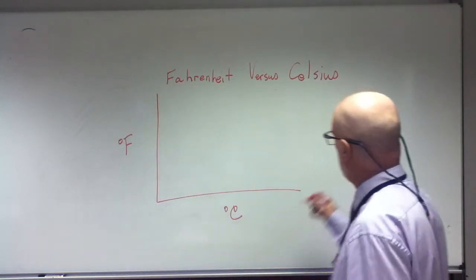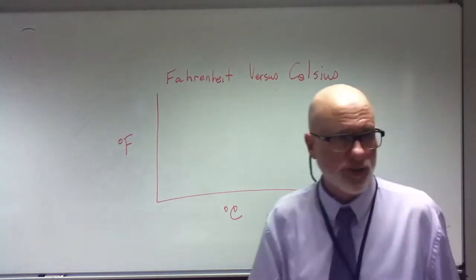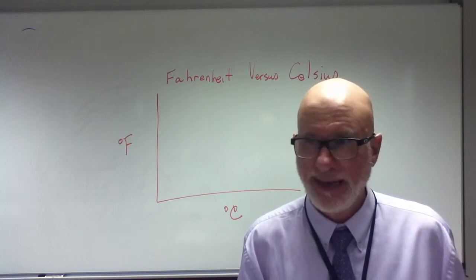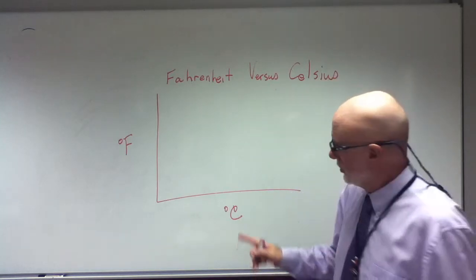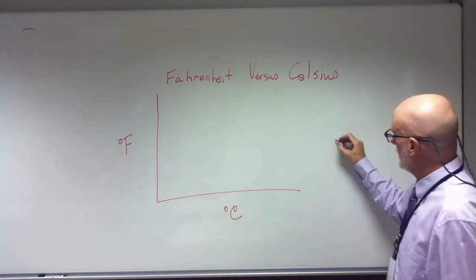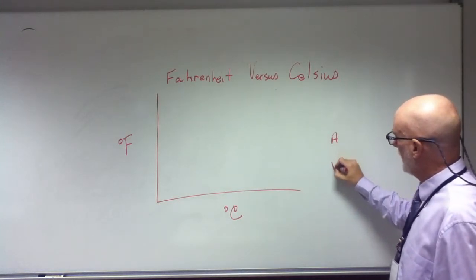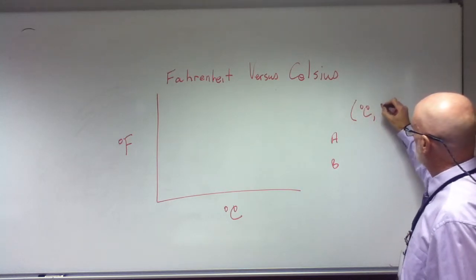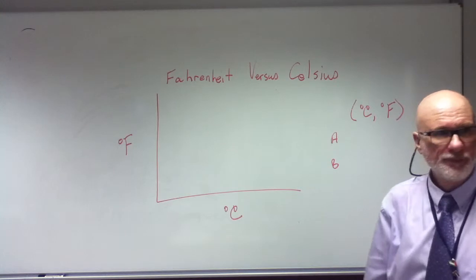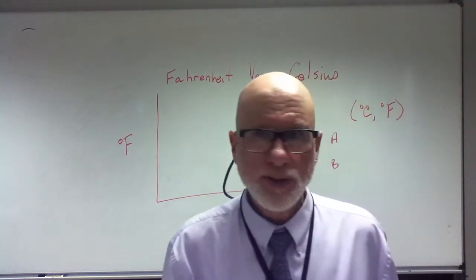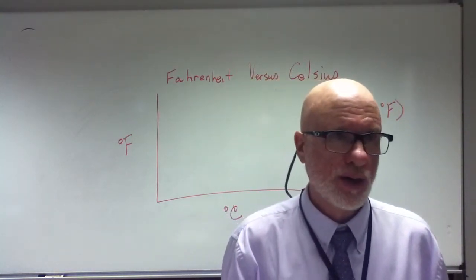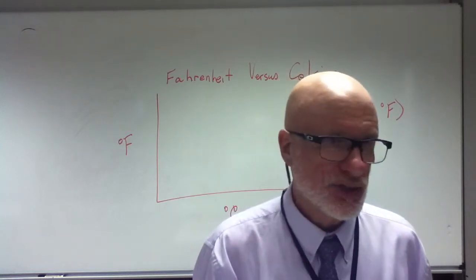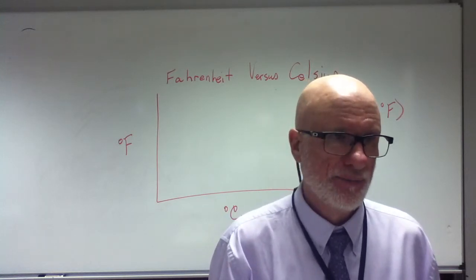I'm going to have an ordered pair. I need two points, right? What identifies a point on this kind of graph? An ordered pair, correct? X and Y. We went over X and Y. So I need a pair A and a pair B, and I need degrees Celsius, degrees Fahrenheit. What's a point for degrees Celsius which relates to Fahrenheit?